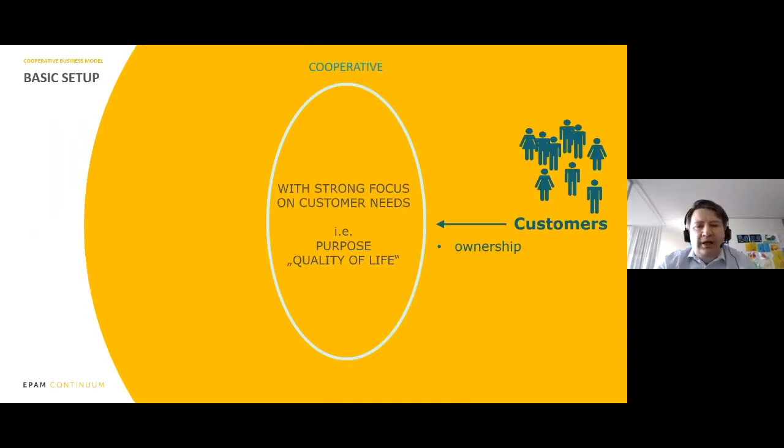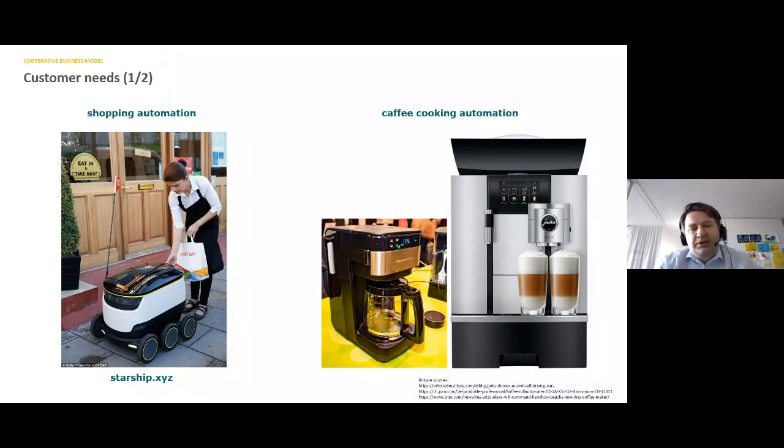How that construction could look like. Let's basically discuss the basic setup. So imagine that this cooperation would happen in form of a cooperative. A cooperative is a form of organization where the ownership belongs to the customers, and this cooperative would focus very strongly on the customer needs. And for the sake of the example, let's define that this cooperative would follow the purpose of increasing the quality of life of the customers. Concretely, let's go over the examples.